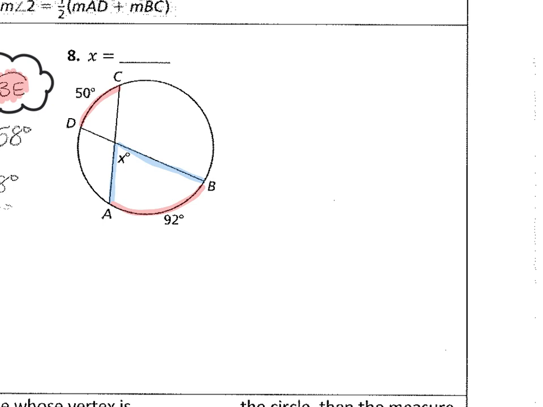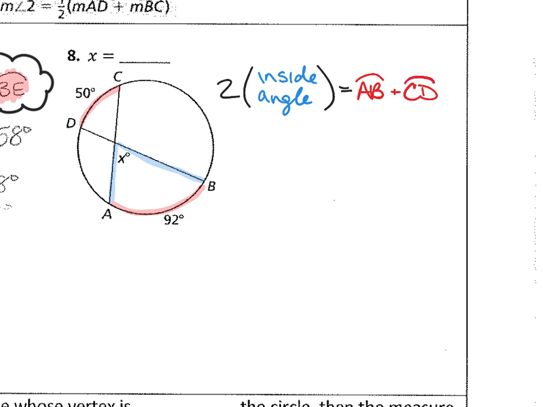My formula that I would set up is I would write down that if we double the inside angle, that word inside is not the same as inscribed, so I make sure to write inside angle, is going to be equal to the two arcs added together. So I'm going to say arc AB plus arc CD. Double the inside angle equal to the sum of the arcs. Okay, cool. So we fill stuff in where it belongs.